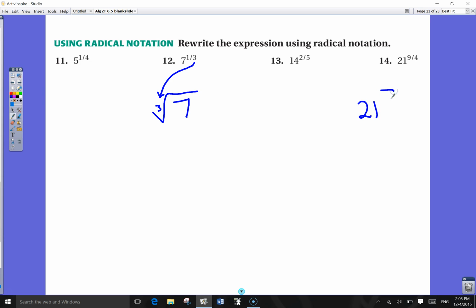21 raised to a fraction exponent. The denominator is the index, 4. Let me start this again. We're trying to go to a radical, that's right. The denominator is the index 4. The power can be inside, or you can write it like that. Either one of them is the same. Sometimes it's more practical to do one over the other.